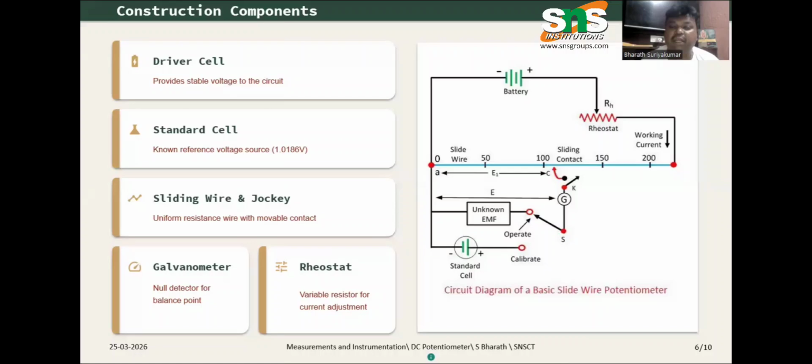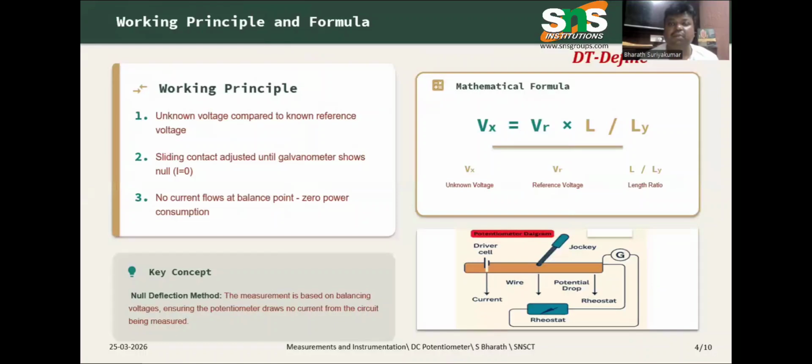In order to calibrate, we toggle the switch from the unknown EMF to a known standard cell. For the known standard cell, we already know the value. Now the sliding point contact moves, and at the point where the null deflection is noted, the sliding contact is made to stop. Now we check the standard cell value and the sliding point contact value. Both remain the same, or it is adjusted accordingly. So this is about the working of a DC potentiometer.